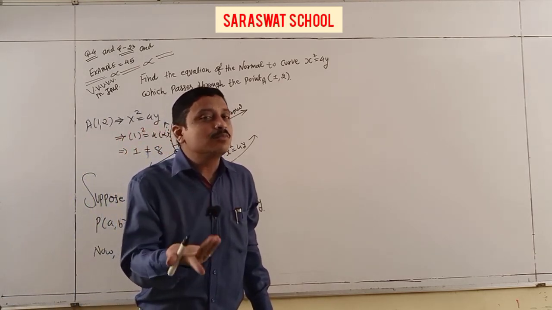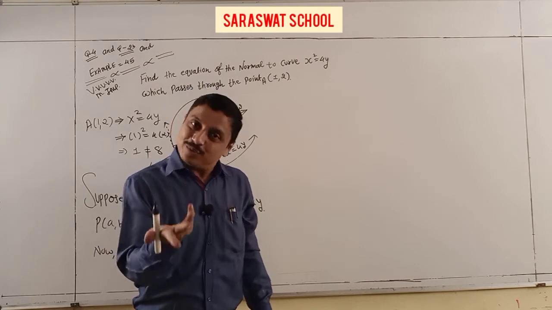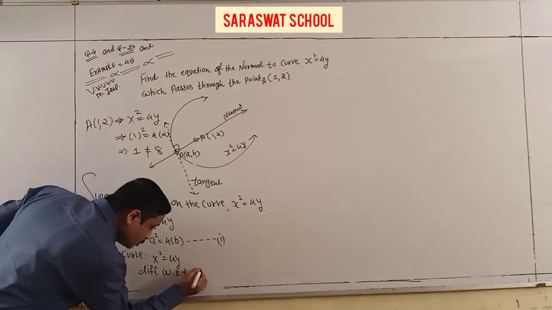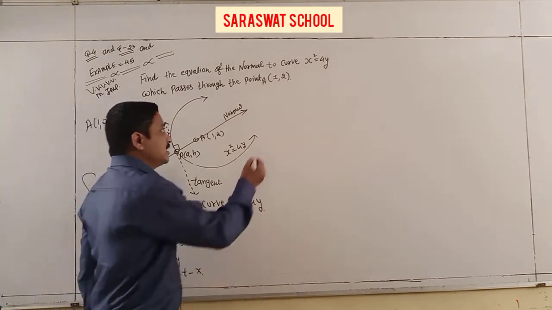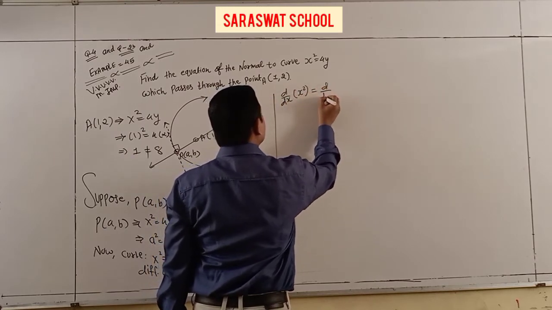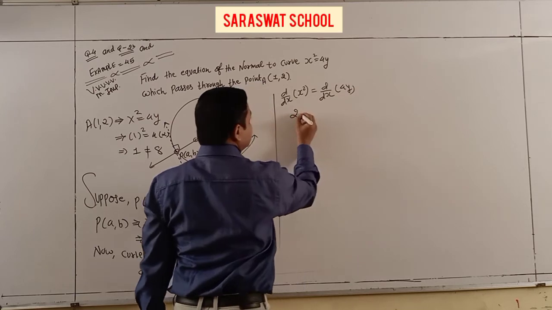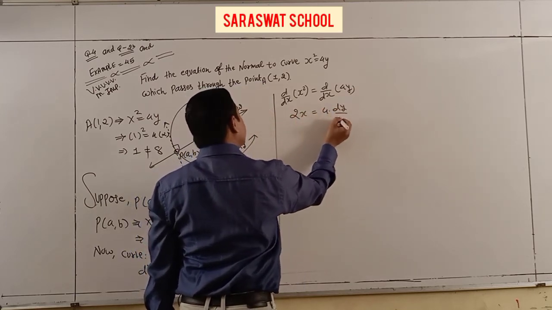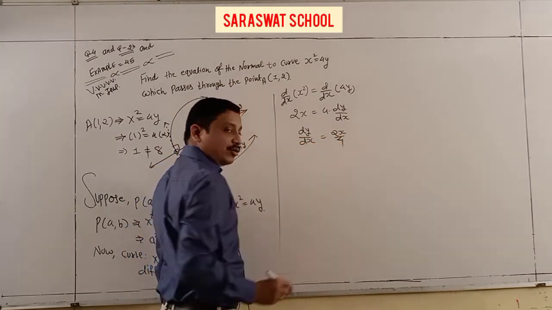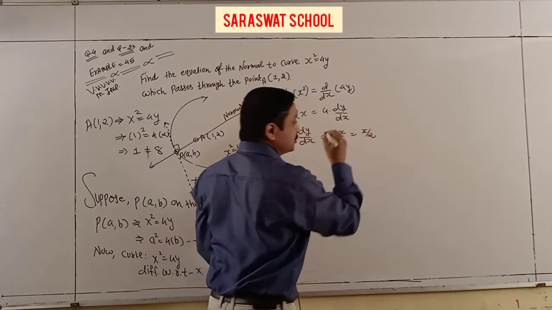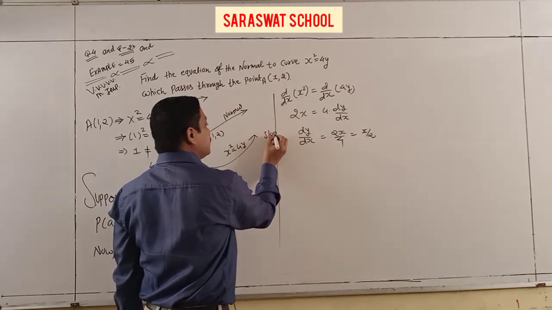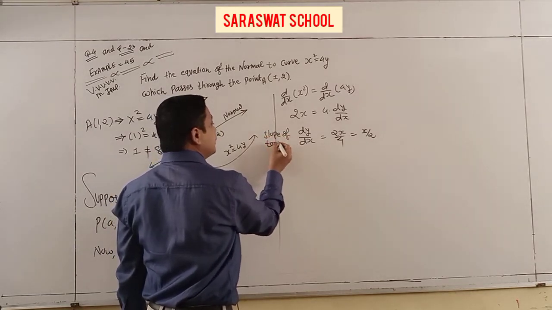If you differentiate with respect to x, you get the slope of the tangent, and after that the slope of the normal. So differentiating with respect to x, d/dx of x square and d/dx of 4y: my value is 2x equals 4 dy by dx. So what is dy by dx? 2x by 4, which means x by 2. And that indicates the slope of the tangent.